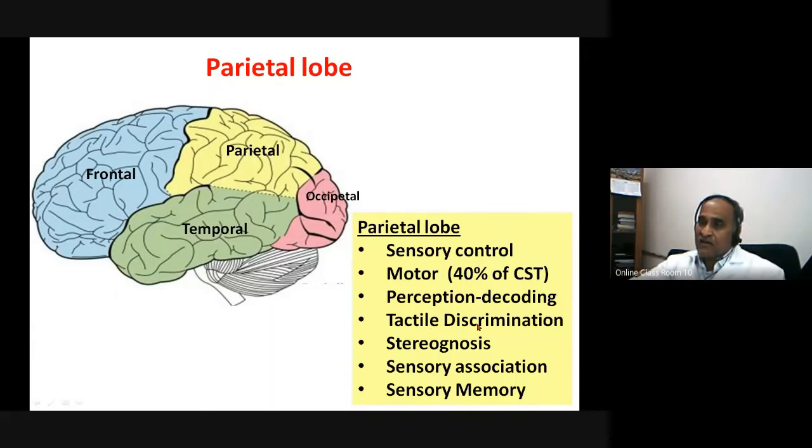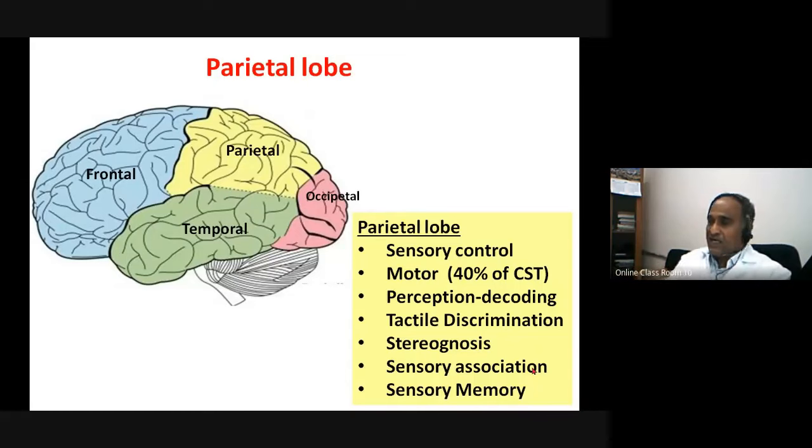So then we have the tactile discrimination by this lobe, stereognosis by this lobe. Then the sensory association area, this is the sensory association area here. It takes help of the visual, temporal, and the limbic association areas. And the sensory association area holds the sensory memory.